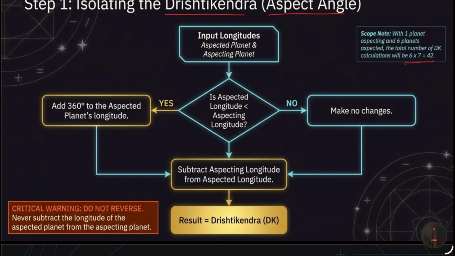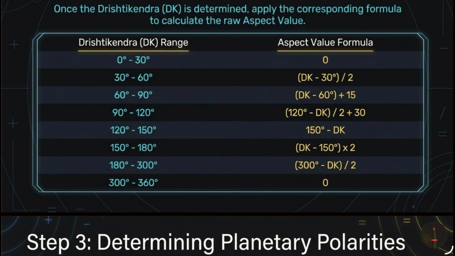The inputs required for the Drishti Kendra calculation are the longitudes of both planets, the aspecting planet and the aspected planet. We have to check if the aspected planet's longitude is less than the aspecting planet's. If not, we directly do the subtraction and get the Drishti Kendra. Otherwise, we have to add 360 degrees and then do the calculation. After calculating the Drishti Kendra, we have to find the Drishti value.